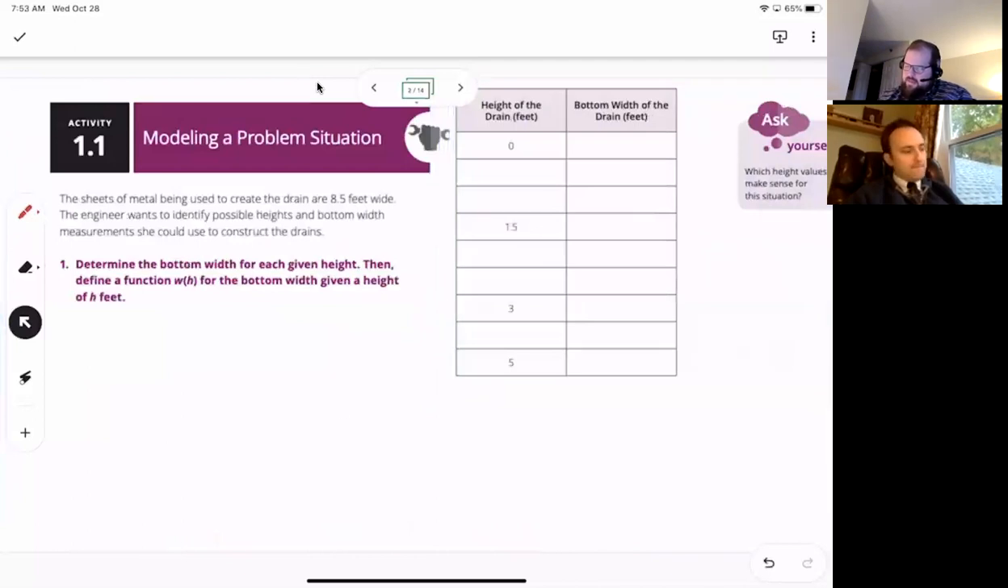I'm going to kind of hide the ask yourself a little bit. So we've got sheets of metal that are 8.5 feet wide. Paper that's standard size in the US is 8.5 inches wide. I wonder if that number was chosen for that reason. I bet it was, so that people might be able to fill in this table by measuring things with paper. That's pretty cool. So the engineer wants to identify possible heights and bottom widths that she could use to construct this.